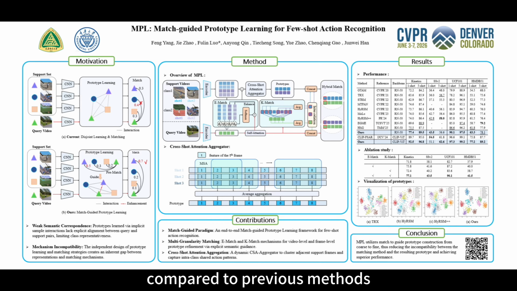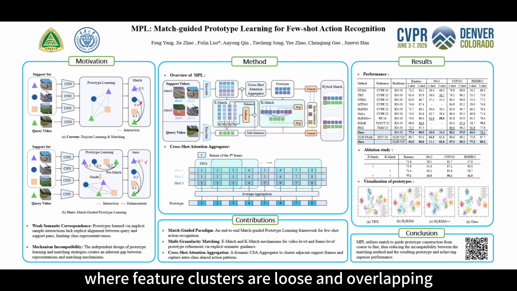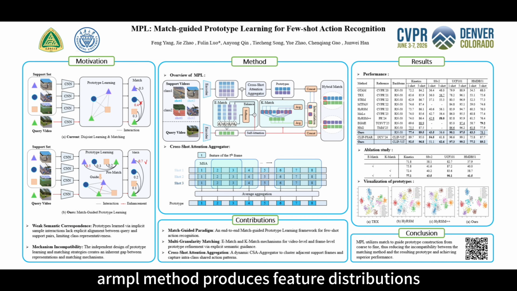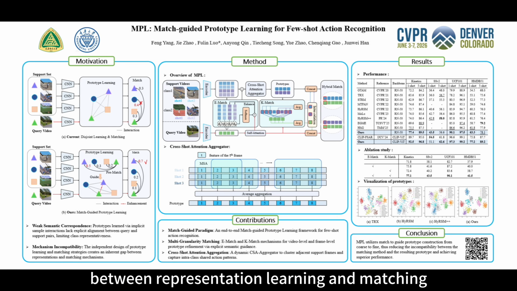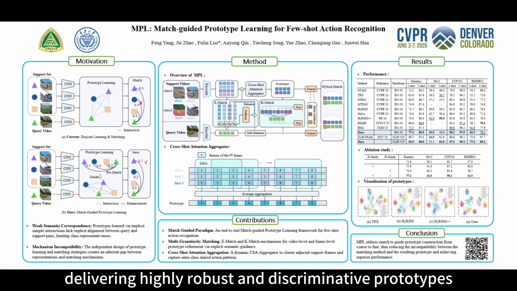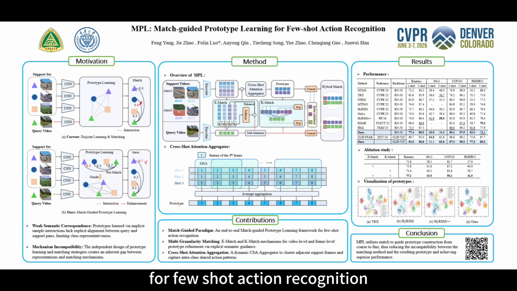Compared to previous methods where feature clusters are loose and overlapping, our MPL method produces feature distributions with exceptional intra-class compactness and clear interclass margins. To conclude, our MPL framework effectively bridges the gap between representation learning and matching, delivering highly robust and discriminative prototypes for few-shot action recognition.